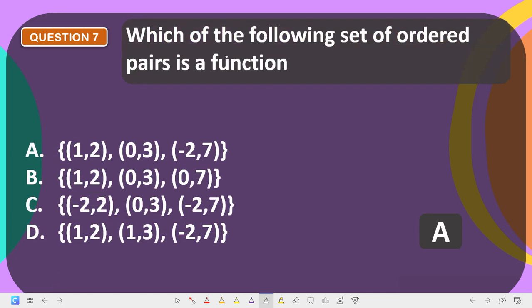Now the next, which of the following sets of ordered pairs is a function? Now an ordered pair that is a function is the one that will not have the same x coordinate.